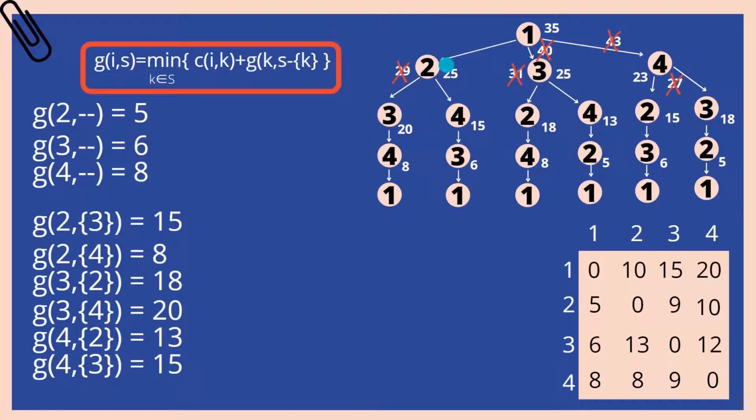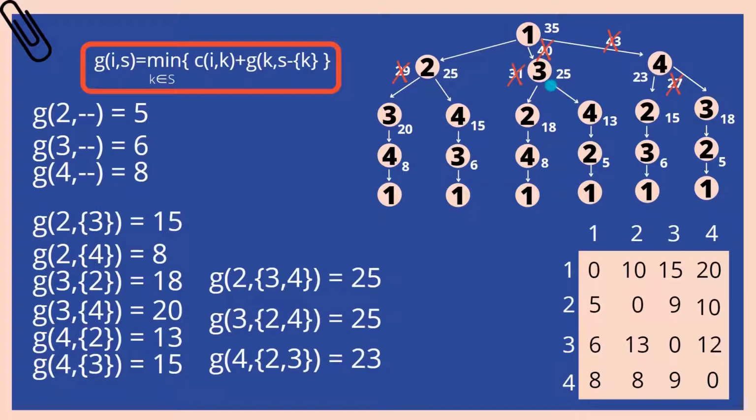That is, now we have to take decisions. If we are at 2, then we have to go to 3 or we have to go to 4. But we have to take the minimum of these two. So if we will be going to the third city, then the distance was 99. And if we go to the fourth city, then our distance is going to be 25. So we will be going to the fourth city. So G of 2, 3, 4 is 25. Similarly, in case of 3, it is going to be 25 only. And in case of 4, it is going to be 23.